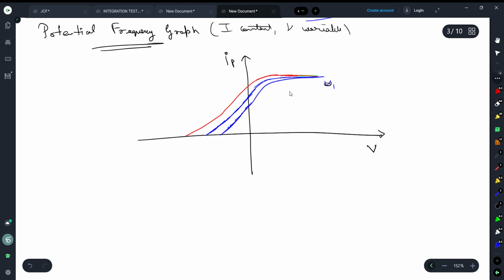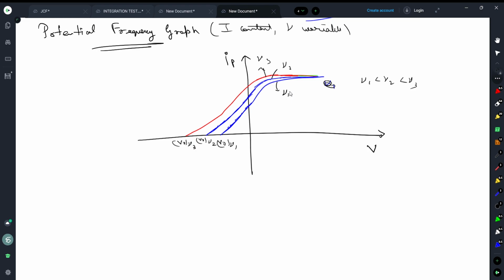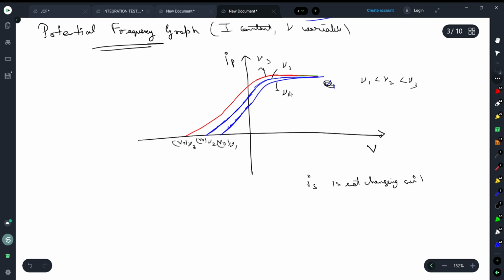So this is, let's say, nu1, this is nu2, and this is nu3, and nu1 is less than nu2 is less than nu3. So this is the stopping potential with respect to nu1, the stopping potential with respect to nu2, and the stopping potential with respect to nu3. So now see what is happening. Now we find the saturation current is not changing with the frequency of light.